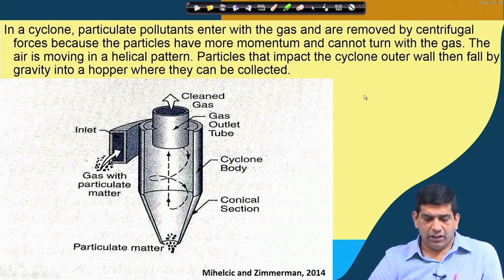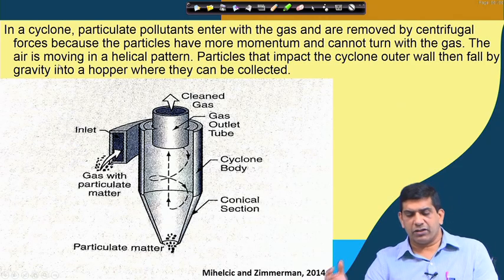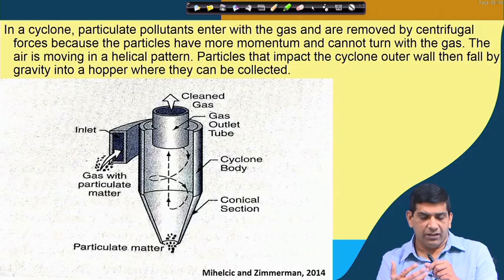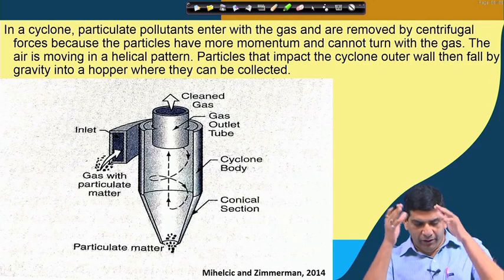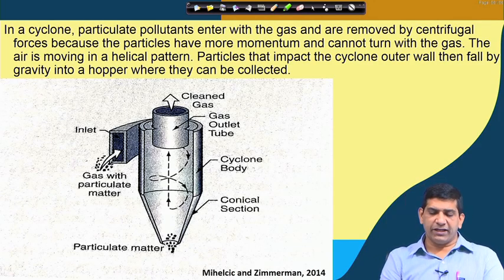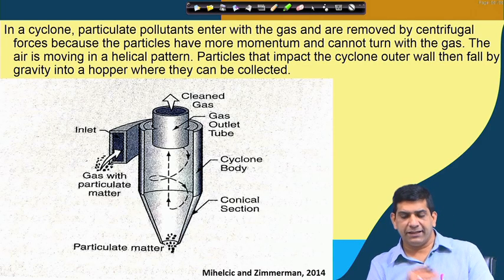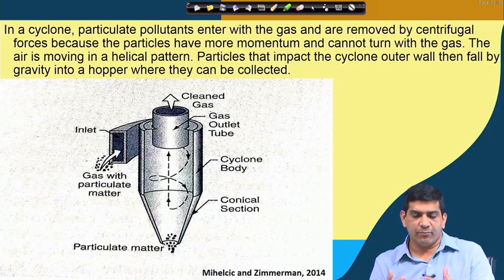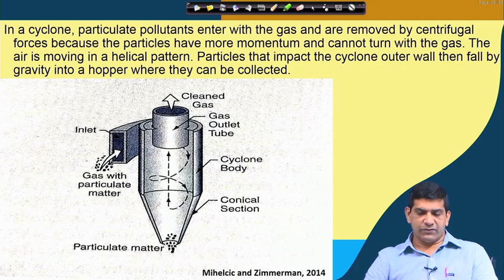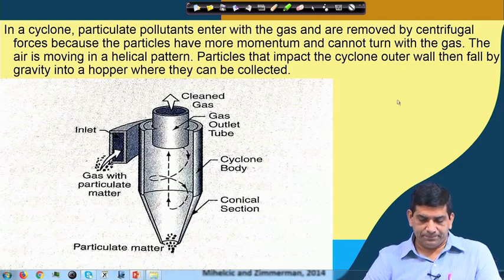Cyclone, again, is for particulate pollutants. Particles are removed from the gas by centrifugal force because the particles have more momentum and cannot turn with the gas. The air is moving in a helical pattern. You let the air pass through a helical pattern, and particles that impact the cyclone outer wall then fall by gravity into the hopper where they can be collected. So, we are just taking advantage of the fact that the particles have more momentum and cannot turn with the gas, and we remove them by centrifugal force in the cyclone.